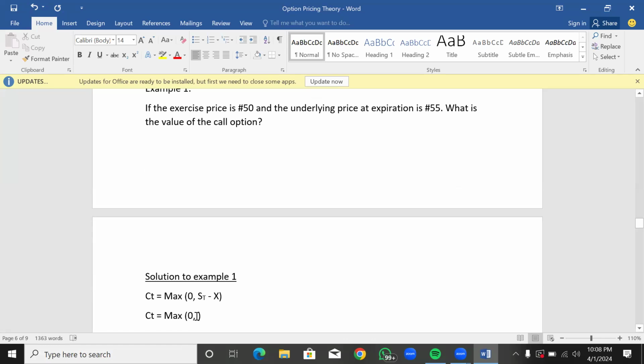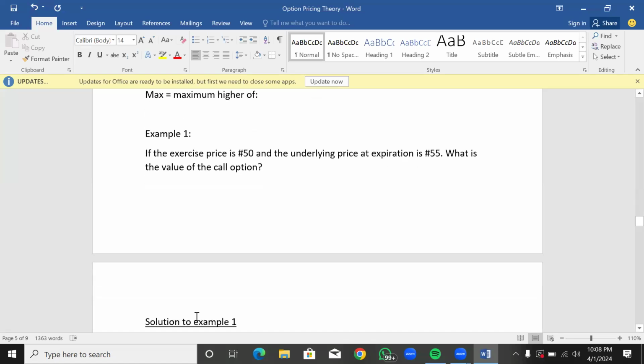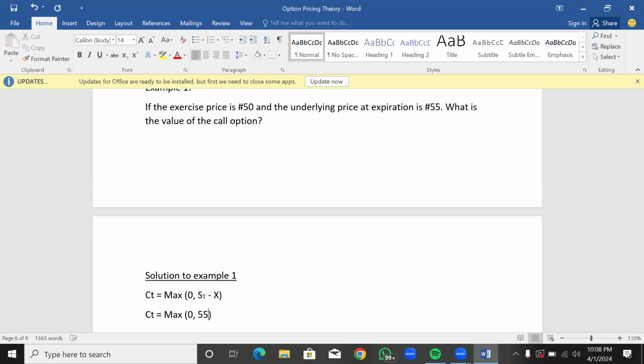So what's my stock price now? I just explained this. Exercise price is the same thing as strike price. Stock price is the same thing as value of the underlying, price of the underlying. My stock price is 55, minus what's my strike price? 50. I'm saying this because you may encounter some books that use different terminologies. Don't get confused, they still mean the same thing.